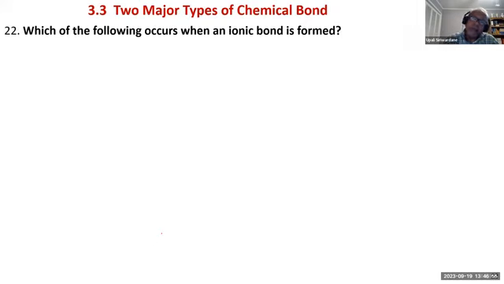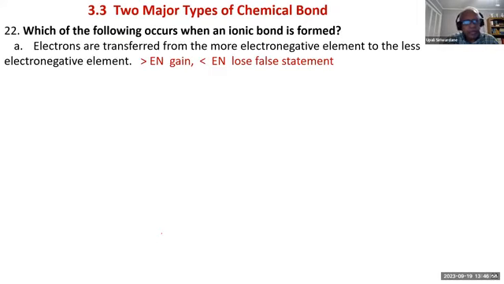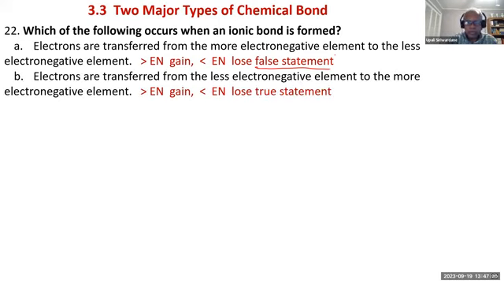Which of the following occurs when an ionic bond is formed? Electrons are transferred from the more electronegative atom to the less electronegative atom. That's wrong, a false statement. Electrons are transferred from the less electronegative atom. Greater electronegativity gains electrons, lower electronegativity loses electrons. That is what happens when an ionic bond is formed. That's a true statement.